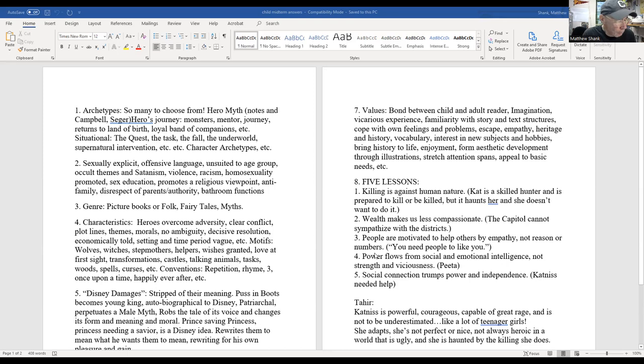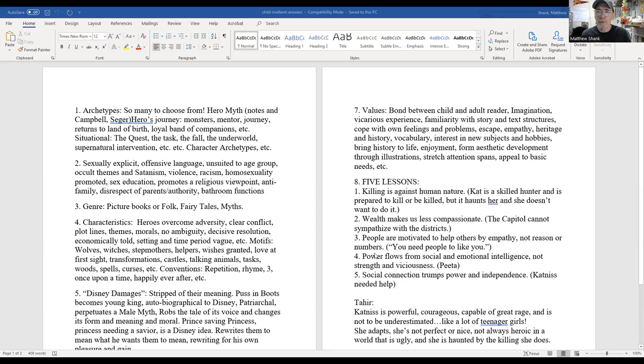Question four, what are any three characteristics, conventions, or motifs of classic fairy tales? And I've listed some of the characteristics and motifs right there. There was a big long list that I went over in that lecture. And then how are each of these motifs evident in one of the fairy tales in the Golden Book collection?